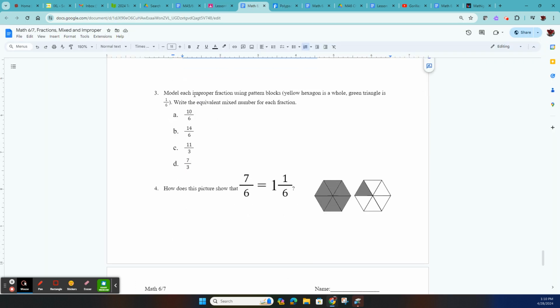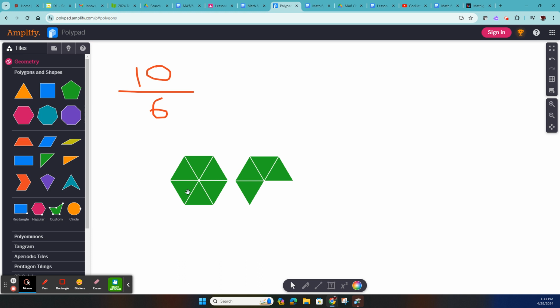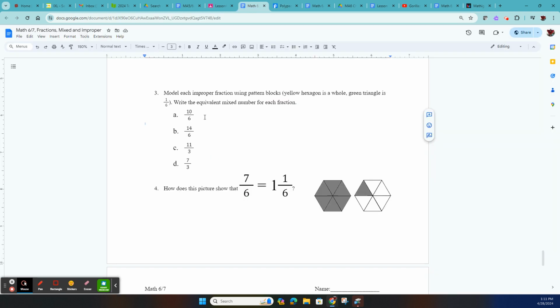Moving on. Question 3. Model each improper fraction using pattern blocks. The yellow hexagon is a whole, the green triangle is 1/6, etc. We know this. Write the equivalent mixed number for each fraction. Okay, so I'm going to build each one of these. I won't make you watch, and then we'll just flash back and forth. So 10/6, presto. We're talking sixths, so of course we're using the 6 little triangles to make one whole. We've got 10. What is that as a mixed number? Well, I can see it. I've got one whole, and I've got 4/6 left over. Cool. So there's your answer for A.